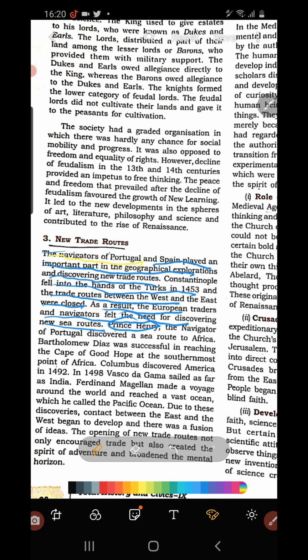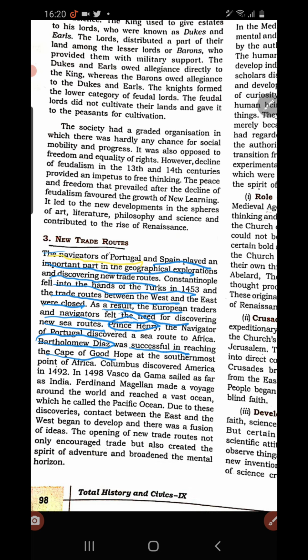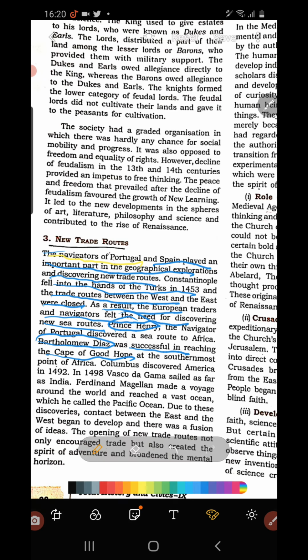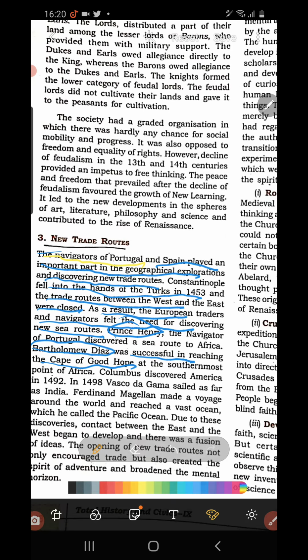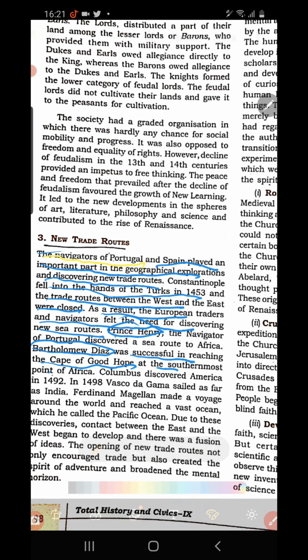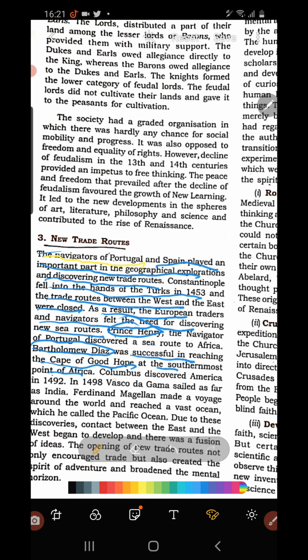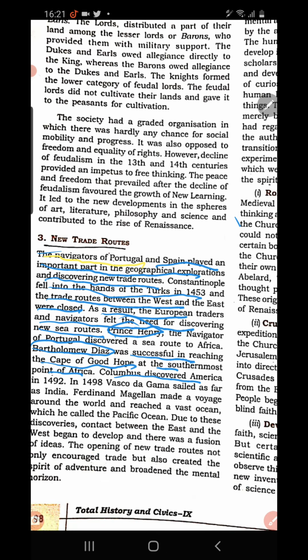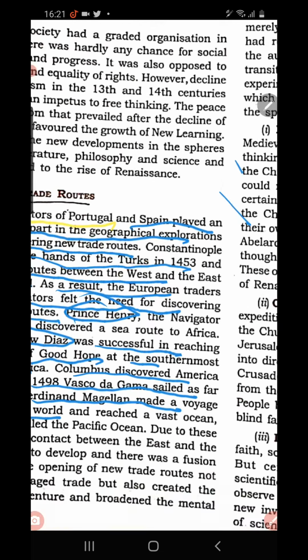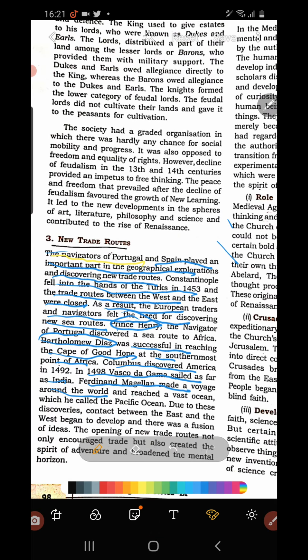Another important navigator was Bartholomew Dias. He successfully reached the Cape of Good Hope. What is this Cape of Good Hope? The tip of Africa, the southernmost point of Africa, is called the Cape of Good Hope. Then Columbus discovered America in the year 1492. Then in the year 1498, Vasco da Gama sailed as far as India. Then Ferdinand Magellan made a voyage around the world and reached a vast ocean which he called the Pacific Ocean.